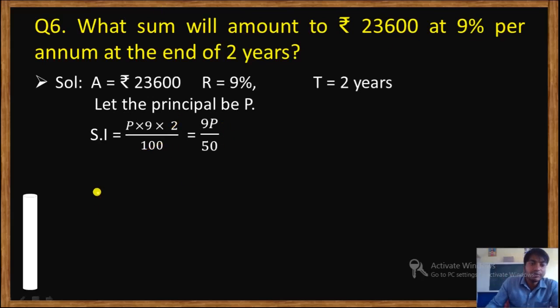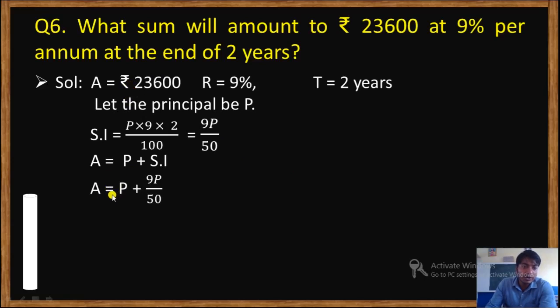Okay, now you know very well what is the formula to find amount. So amount equal to principal plus simple interest. Now use the value. Principal already we have taken P, and this is the amount, and this is the simple interest, and amount also we have here. So use the value. So amount equal to principal plus simple interest. Just now we have got here this one, okay, 9p by 50. Now this one we can write like this. When you add this fraction, let me show you how to add.